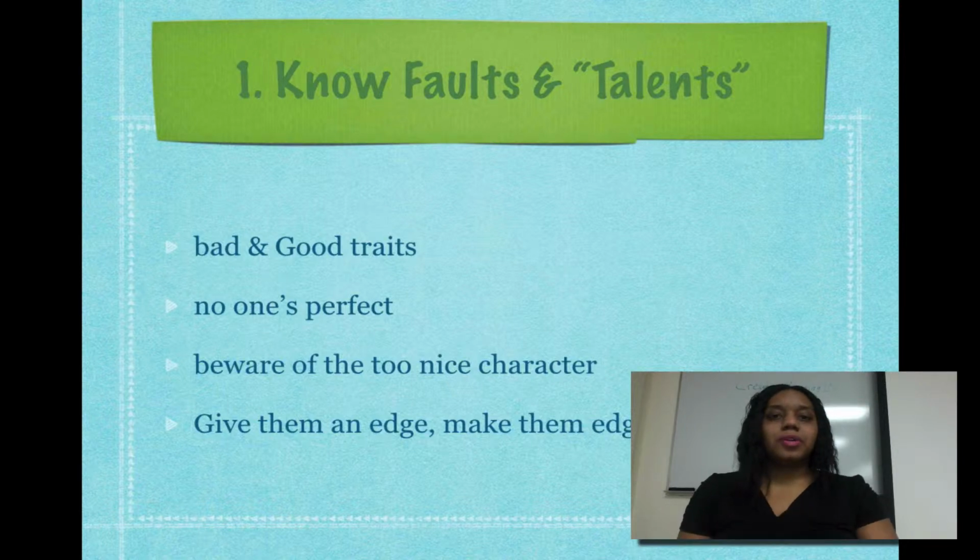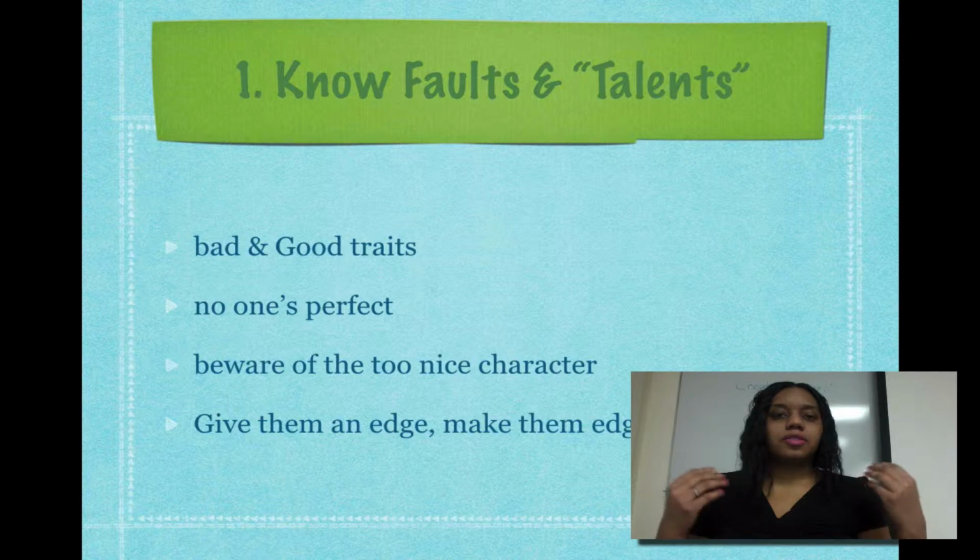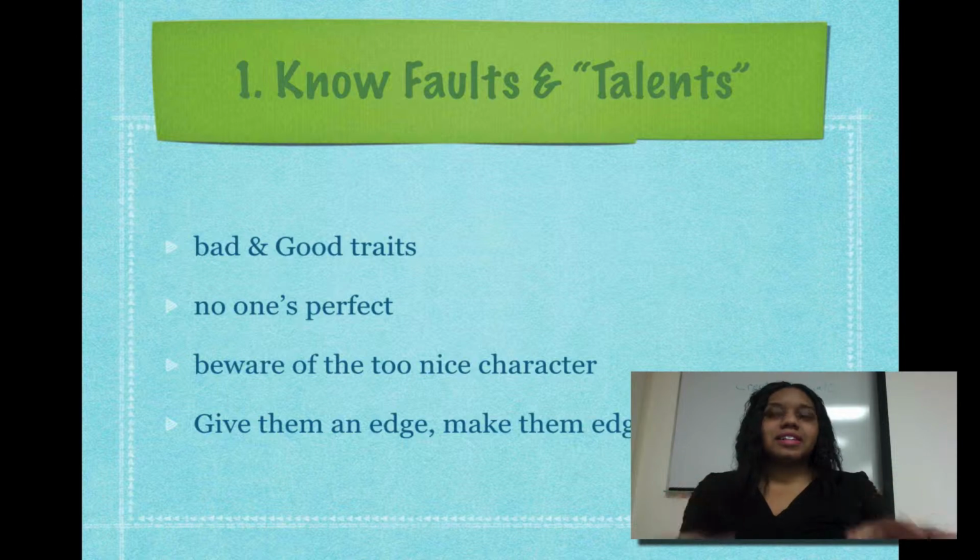Okay, number one, know faults and talents. That means you don't want your character to be too perfect, but you do want them to still have some good traits about them. For example, you have a young teenager who is a good girl, but she has a bad habit of not turning in her homework on time. Like she's a good person, but she has this bad trait of doing something. So she's still likable, relatable even, because of that bad trait. Because I mean, who hasn't turned in homework a little late or not at all.